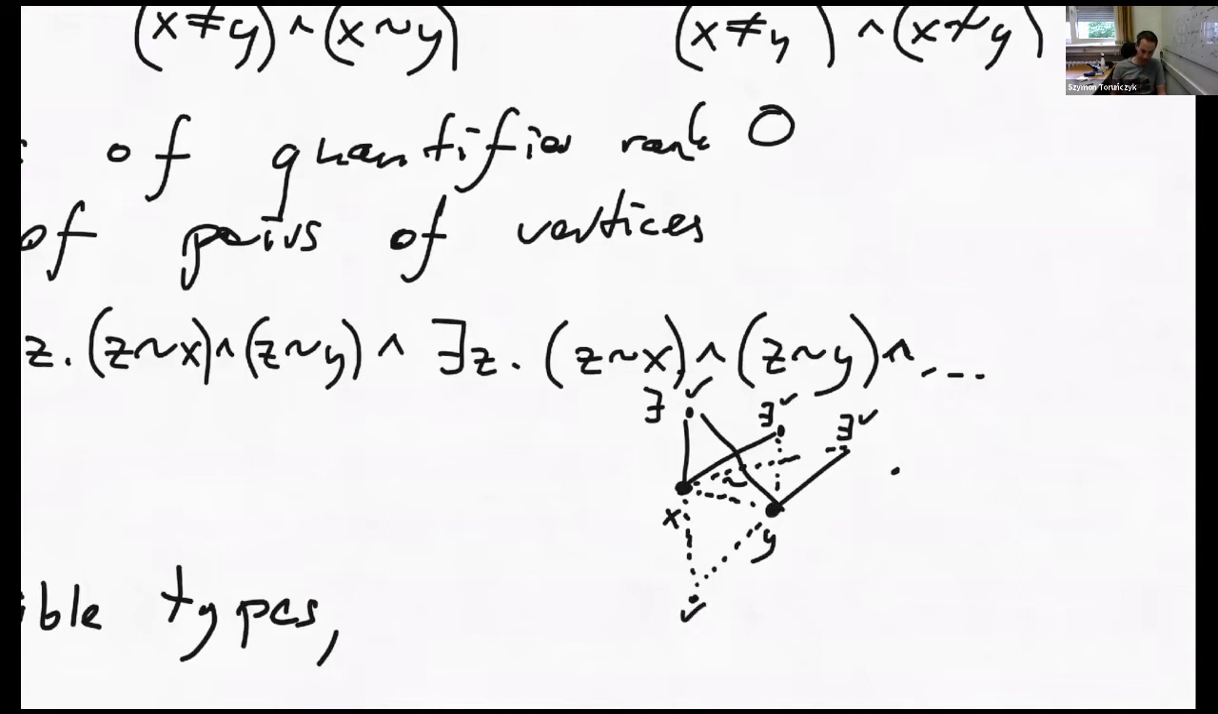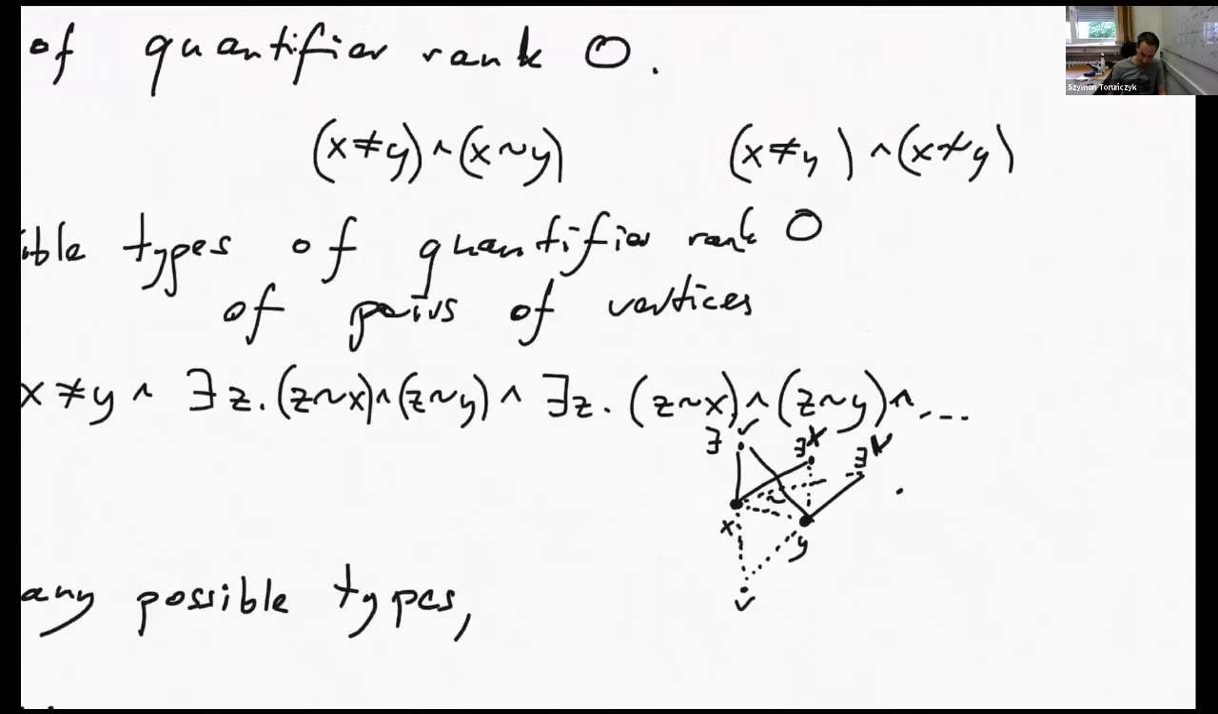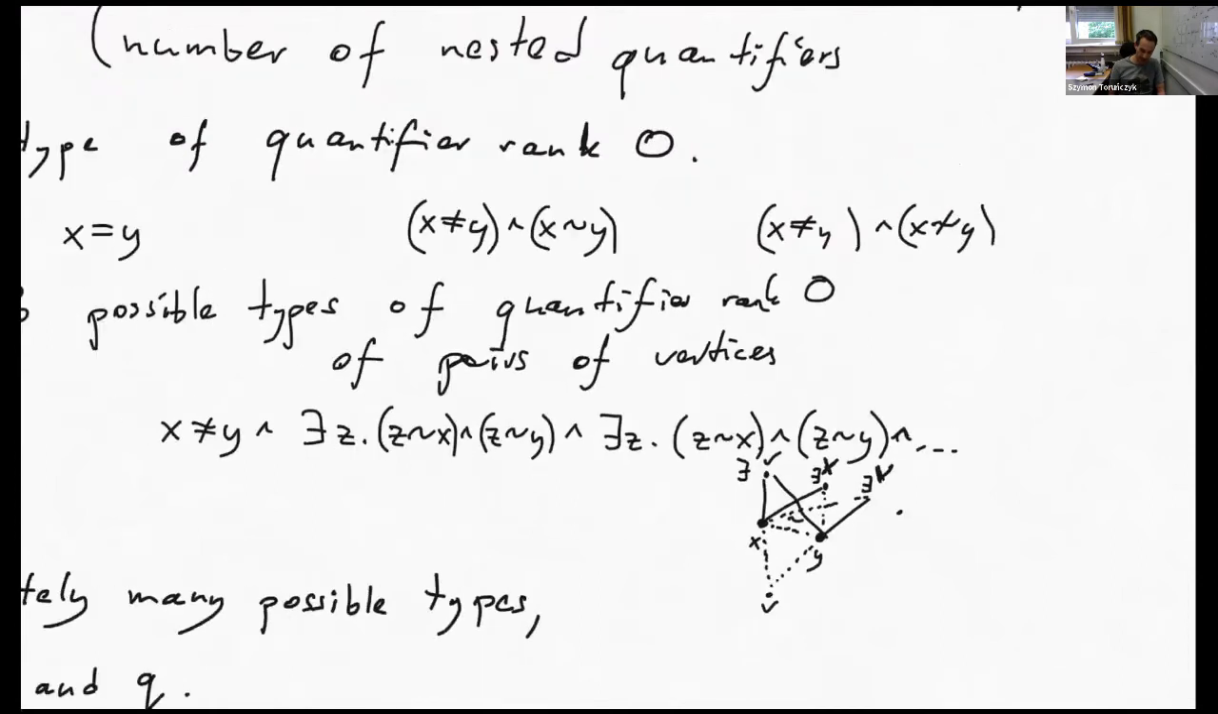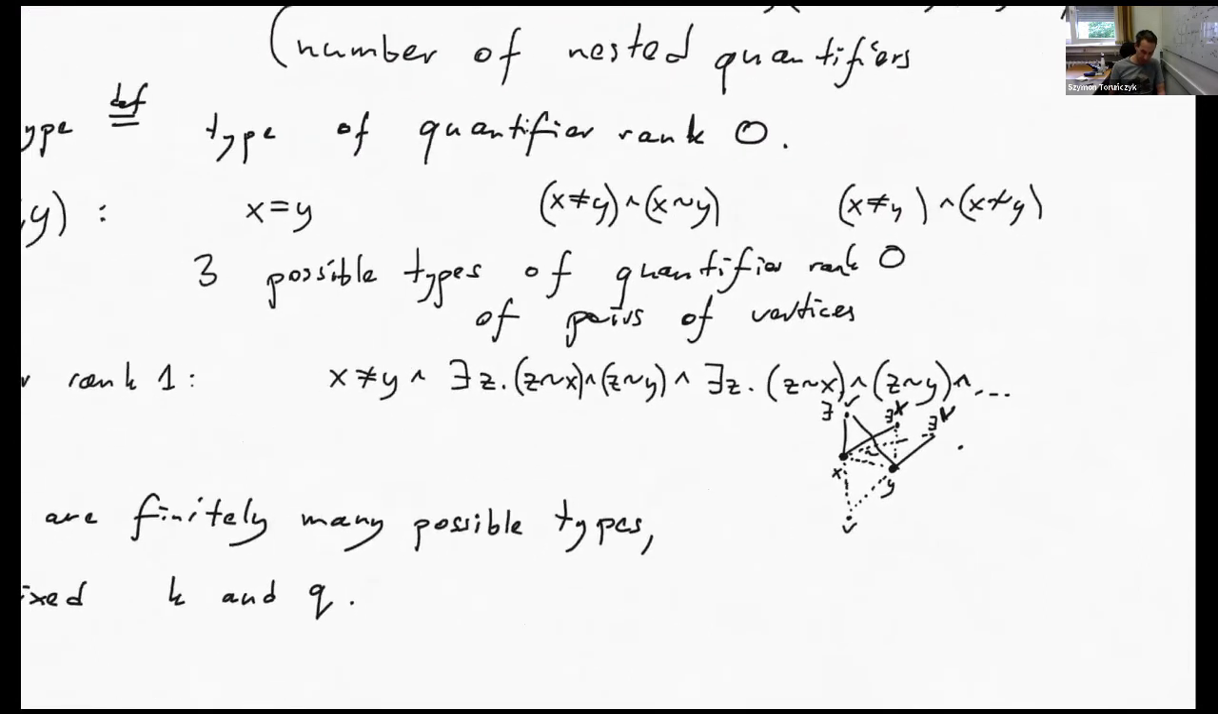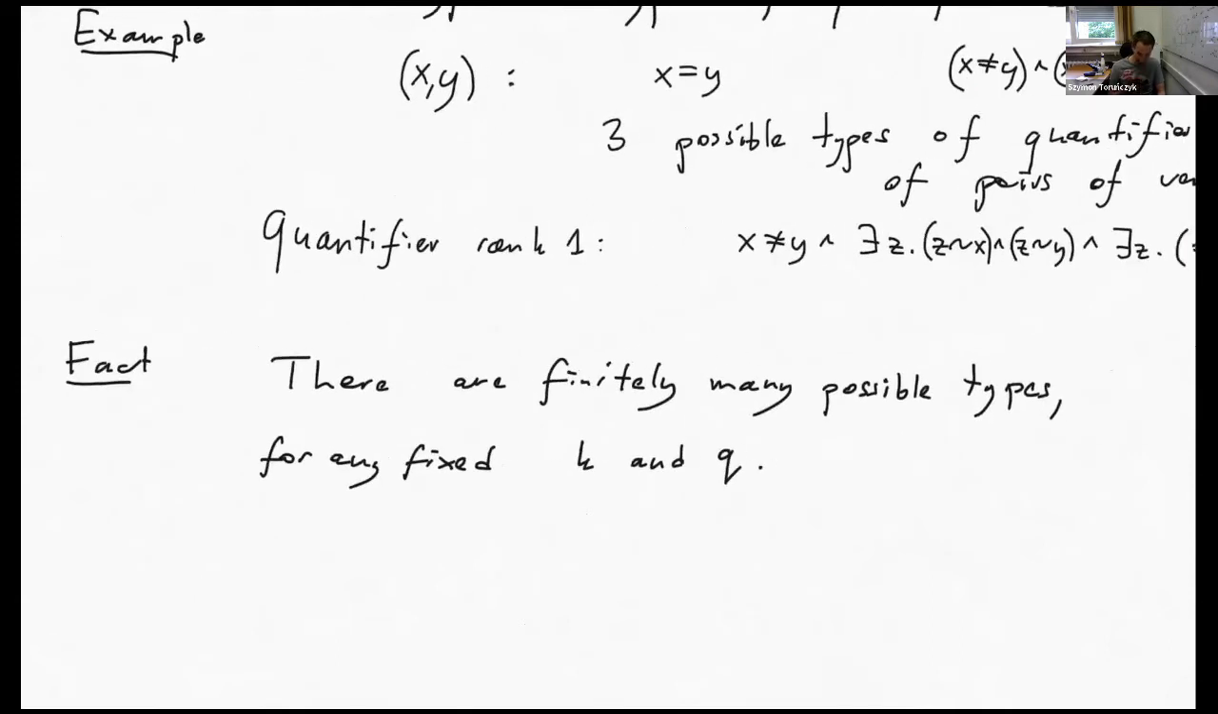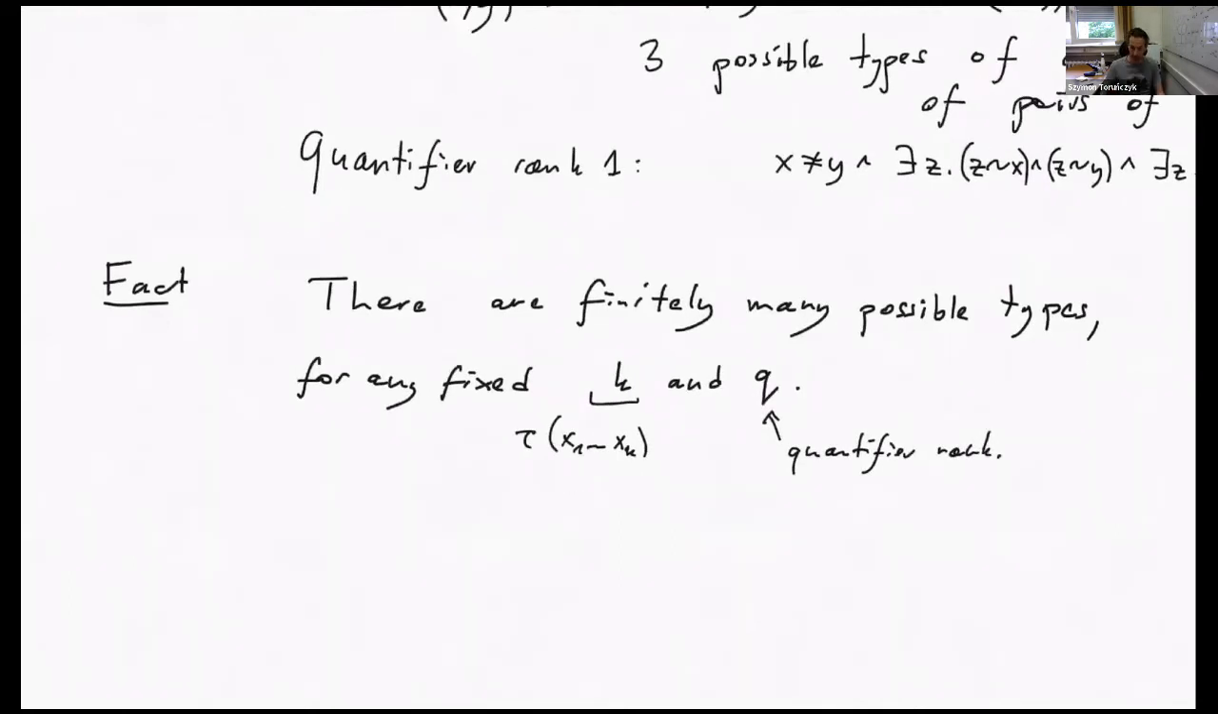So this is a first order formula. It says there exists a vertex like this, like this, like this, and so on. Another possible type would say there does not exist a vertex like this, but a vertex like this exists, and a vertex like this exists. Still, you can see there are finitely many possible types of interactions between x and y. So this is a fact: there are finitely many possible types for any fixed number of variables and quantifier rank. This is an easy fact, we can do that in the exercises.